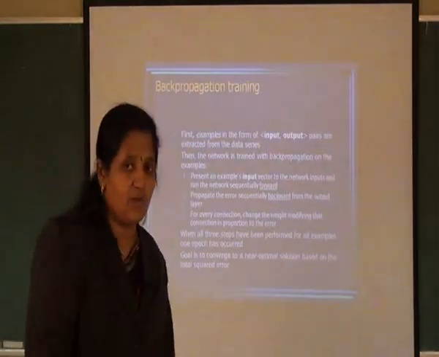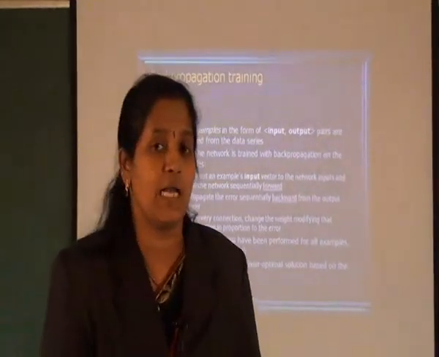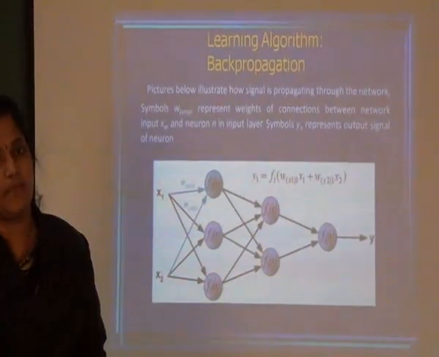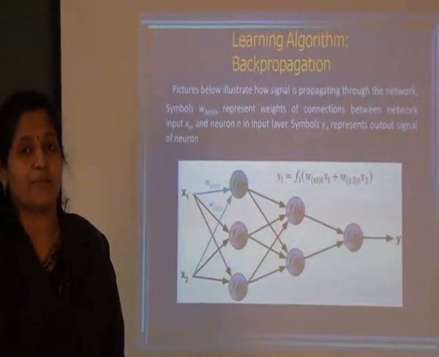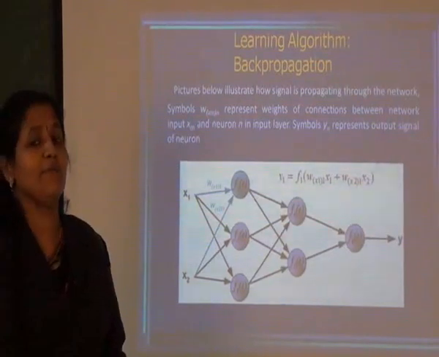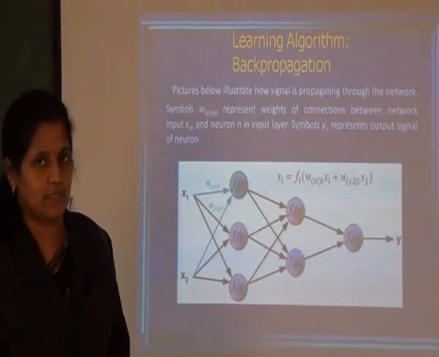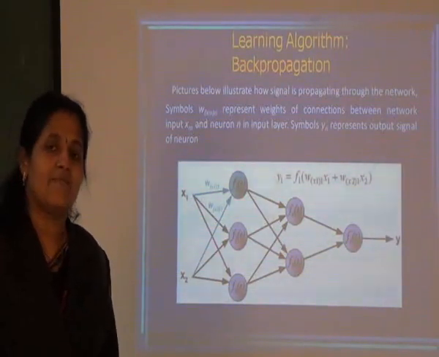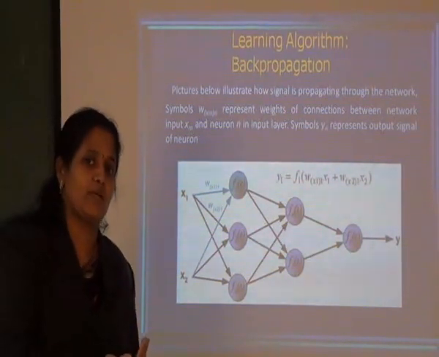See, mainly a neural network uses the back propagation algorithm. What is the back propagation algorithm? The important algorithm used in neural networks is back propagation. The name itself tells you: back propagation. Inputs are given in the forward direction. If there is an error, the error will be back propagated in the neural network.